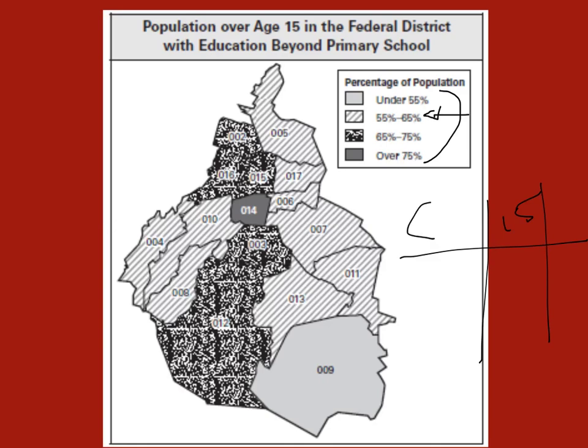The other one was green space. Alright, so in our middle category, we're going to say 005, 17, 6, 7, 11, 13, 10, 8, and 4. So we're going to write all of these numbers down in that area.